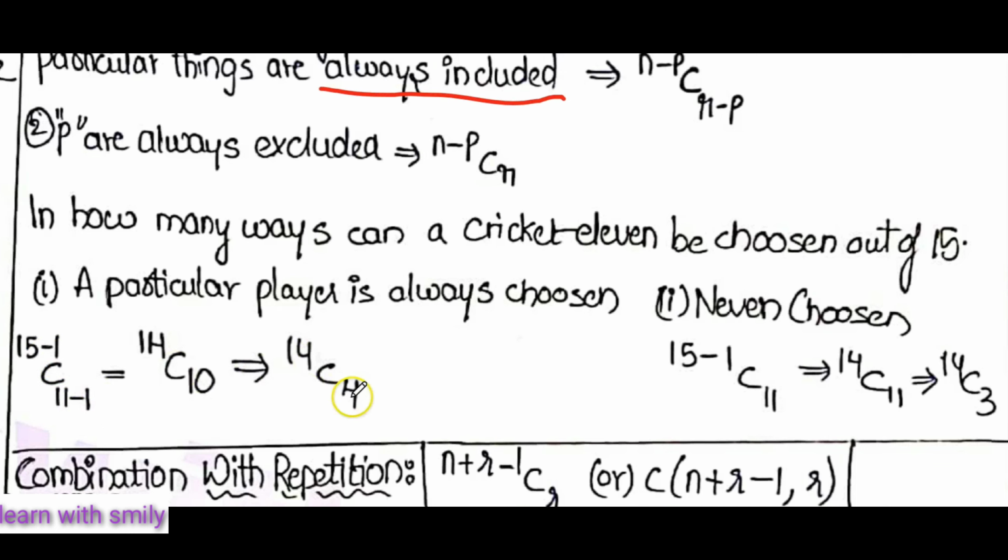Got it? So 14 C 4, how have we written 4? It is 14 C 14 minus 10. It is just like nCr equals nC n minus r. So that is also the same. When it comes to never chosen, here the formula is n minus p C r. So n is 15, so 15 minus 1 C 11. Here is the answer for it.